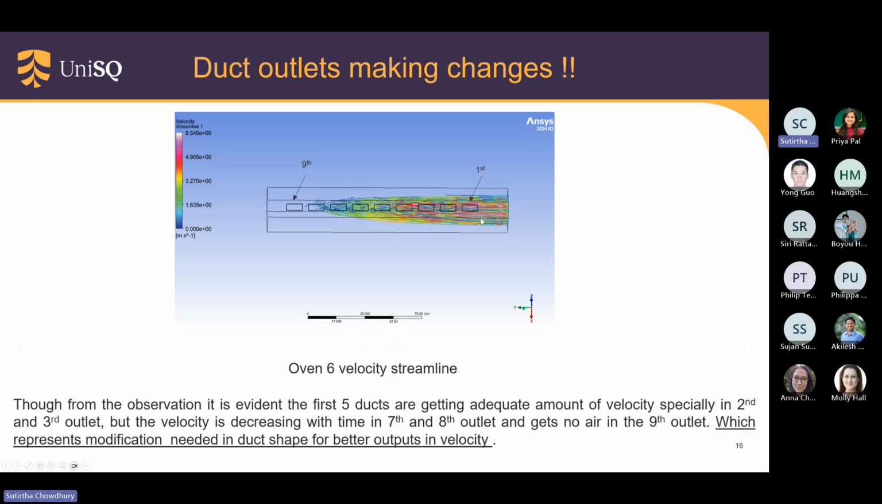Here in this picture, it will make all the things clear. Like here, you can see, though the seventh outlet is getting the velocity, it is decreasing over time. And the seventh, eighth, and ninth outlets are barely getting any velocity, which represents that modification is needed in the duct shape for better velocity outputs.